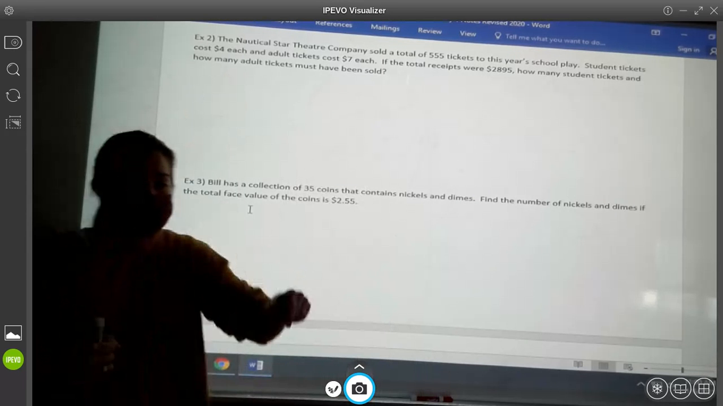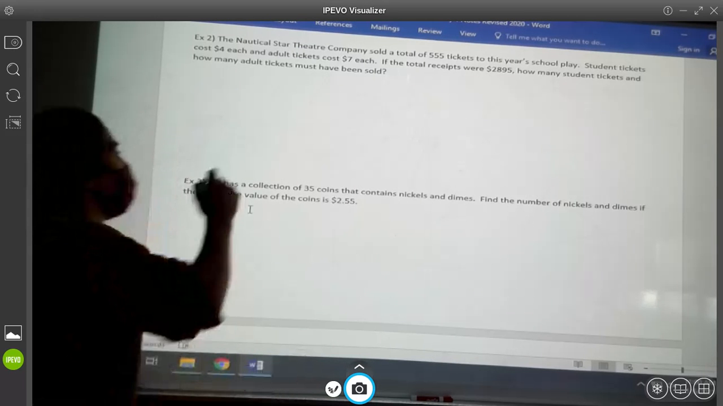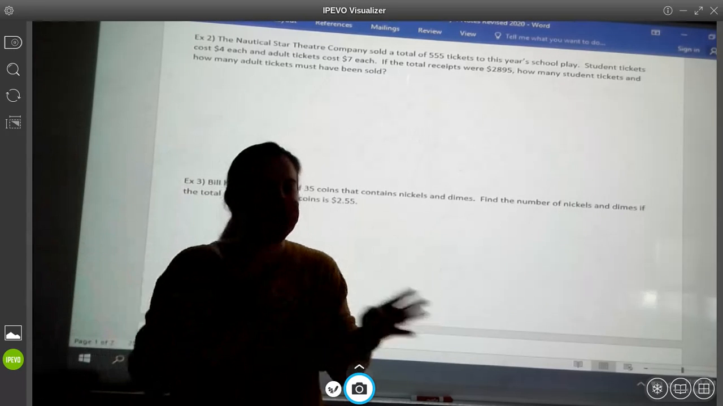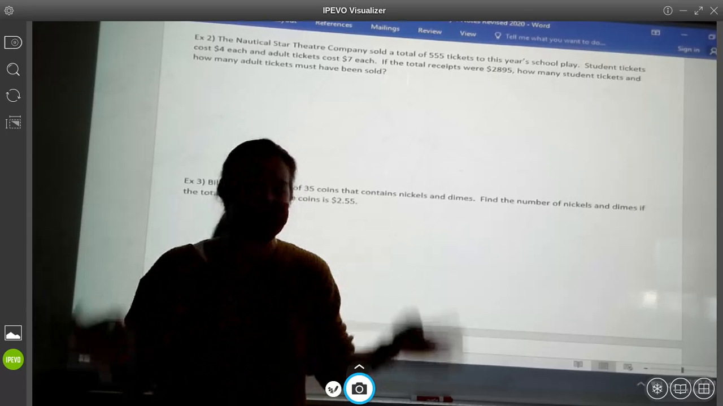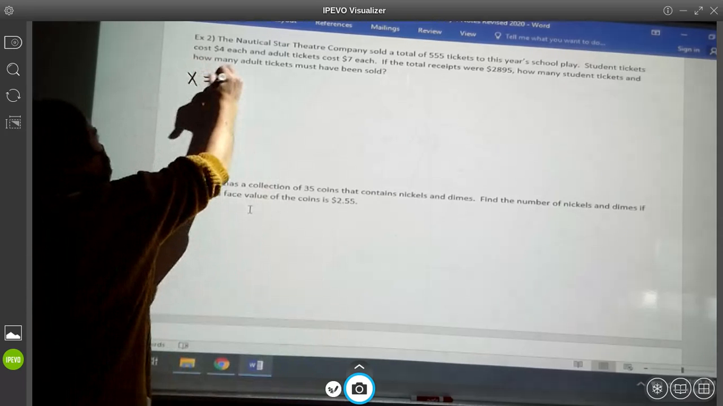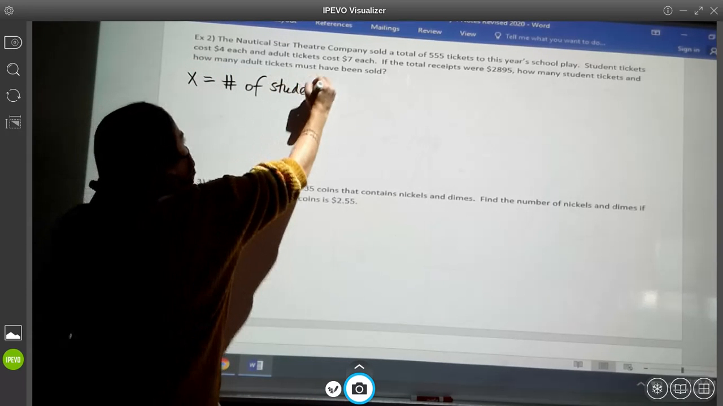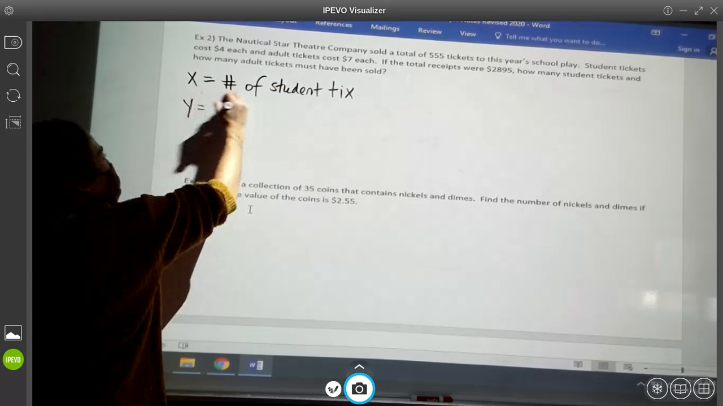So we have to establish variables to represent that piece of information. Normally I would use S for student tickets and A for adult tickets, but I'm pretty sure your homework always uses X and Y, so I'm just going to stick with X and Y. So I'm going to let X equal the number of student tickets sold, and I'm going to let Y equal the number of adult tickets sold.